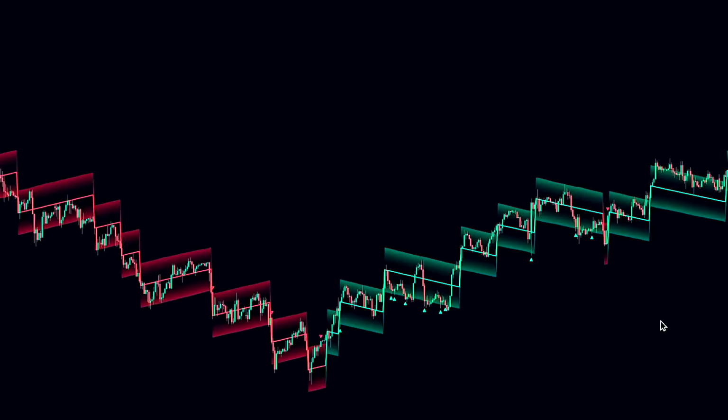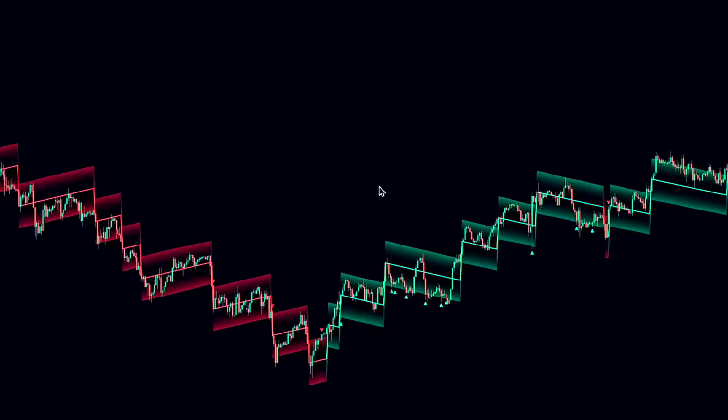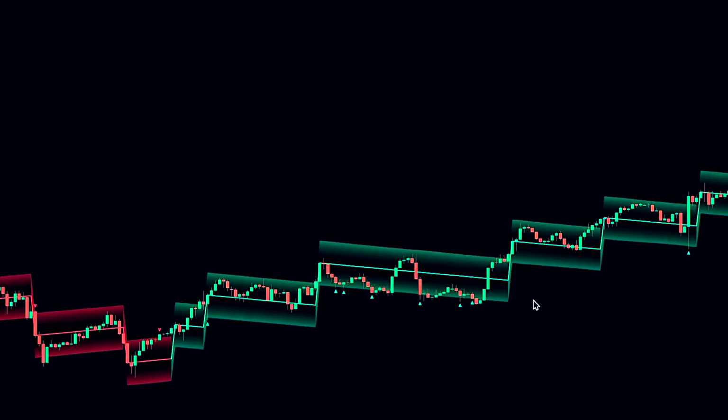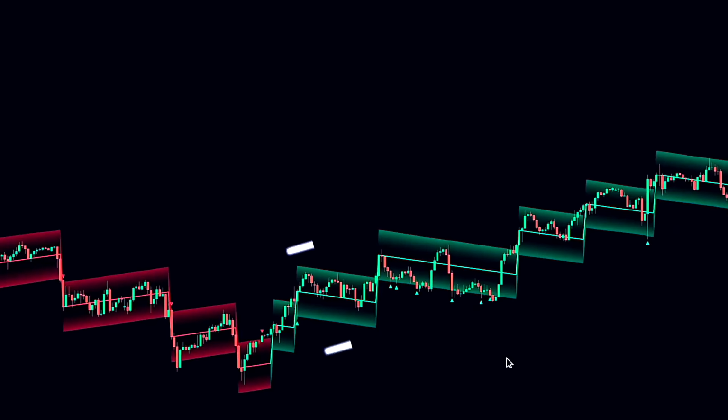The channel itself, those upper and lower bands you'll see, is dynamic. It widens when volatility increases and narrows when the market calms down. That's because its width is based on ATR, or average true range, which is a standard volatility measurement.